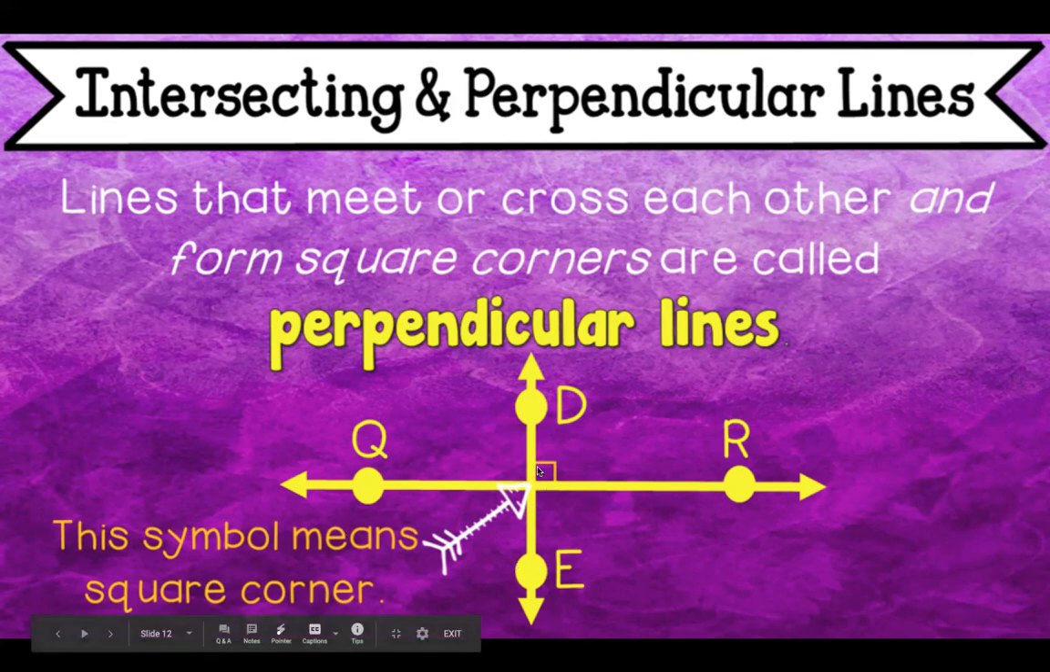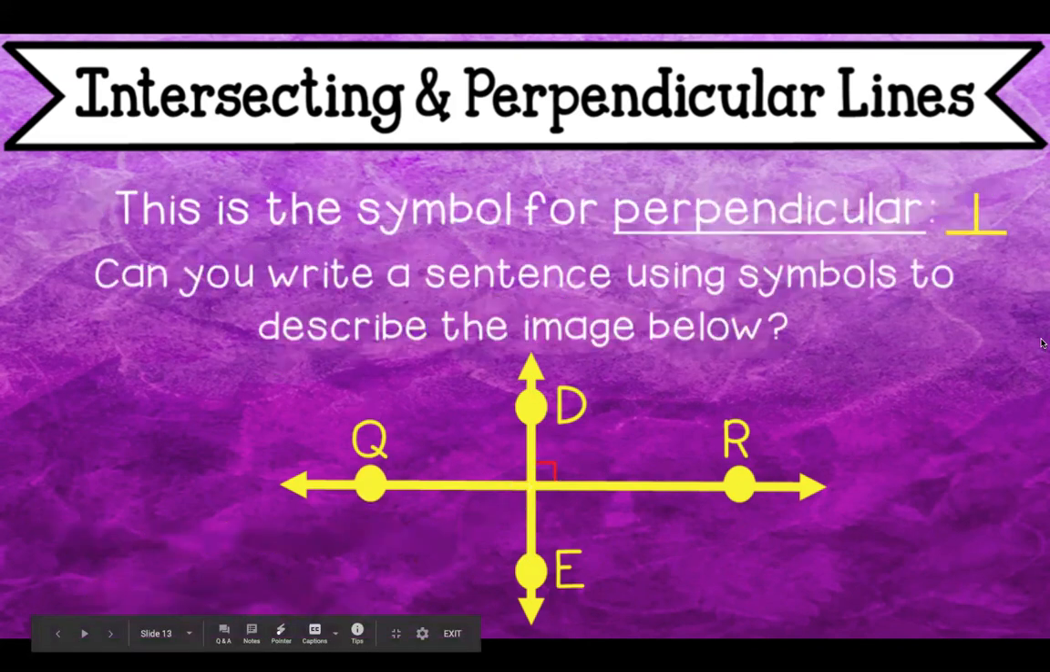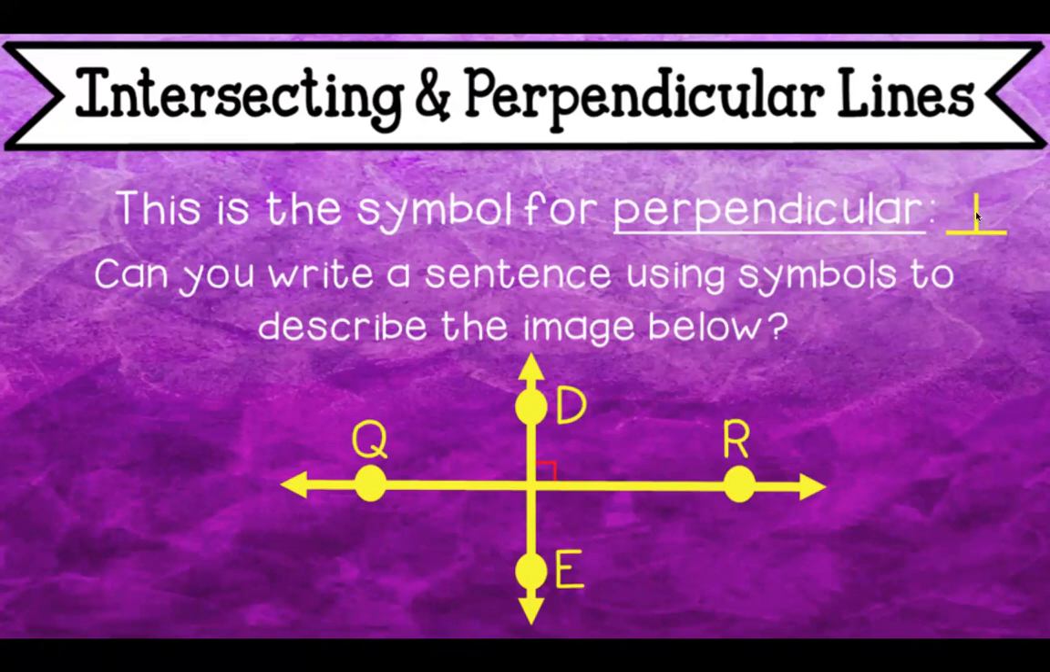Okay. And this symbol right here, there's a square right here. That means it's a square corner. So if you ever see that, that means it's a perpendicular line. All right? This is the symbol for perpendicular. It looks like a wall almost, a wall with a line in between it, so that you have two squares right here. It looks like two squares.